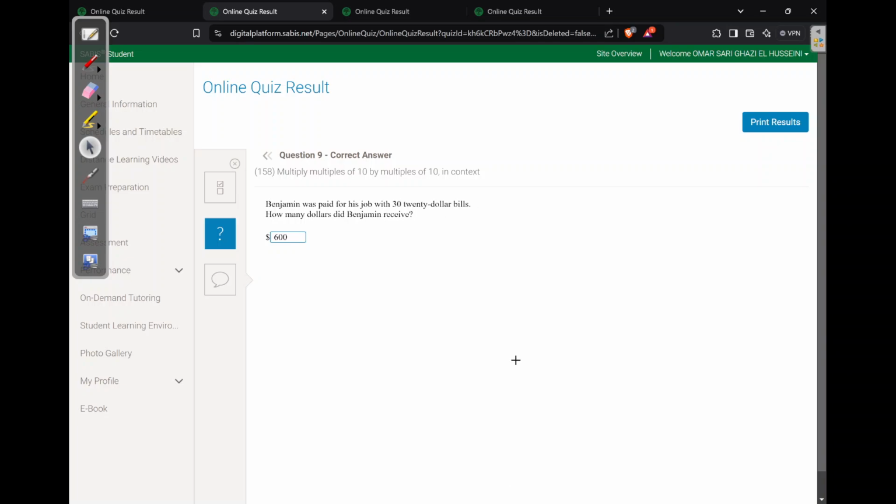Okay, so I want 30 times 20. So 3 times 2 equals 6. And then we add the two zeros, so the answer is 600. Okay, now chapter 5, section 6. And this one's very easy.